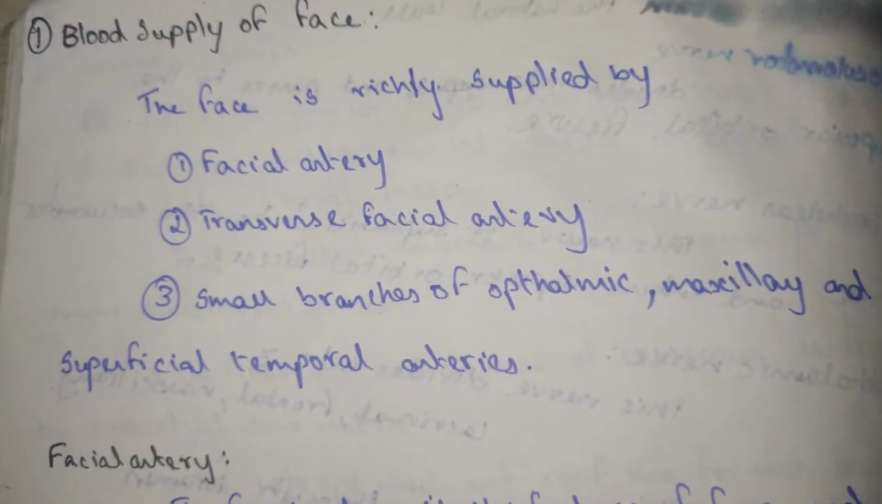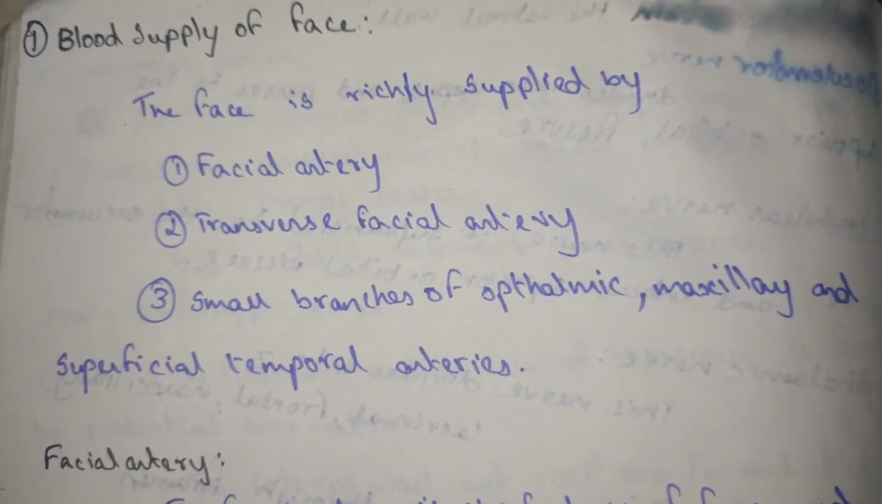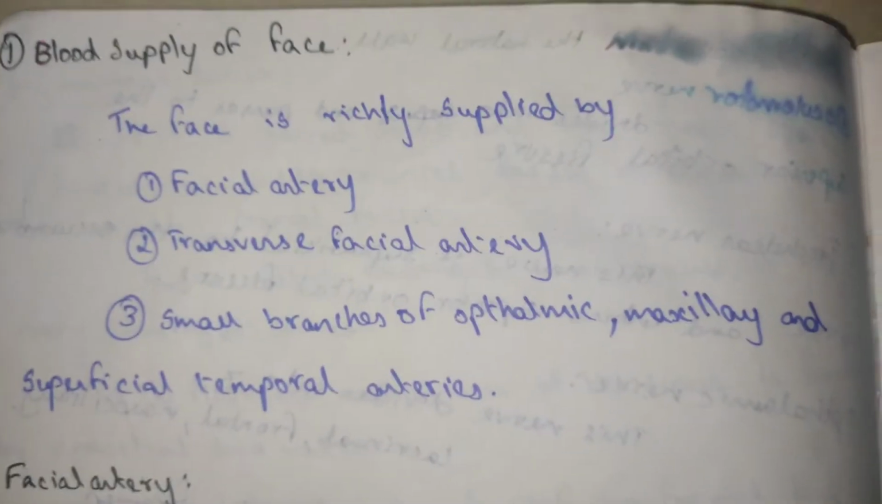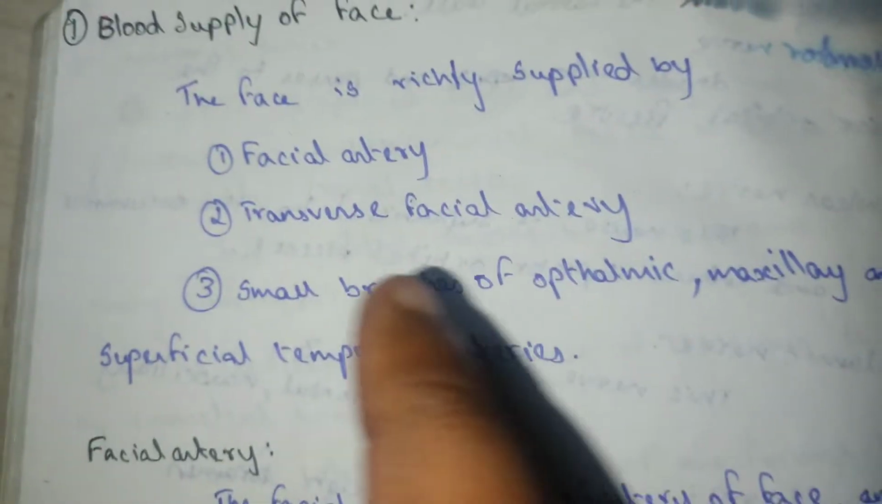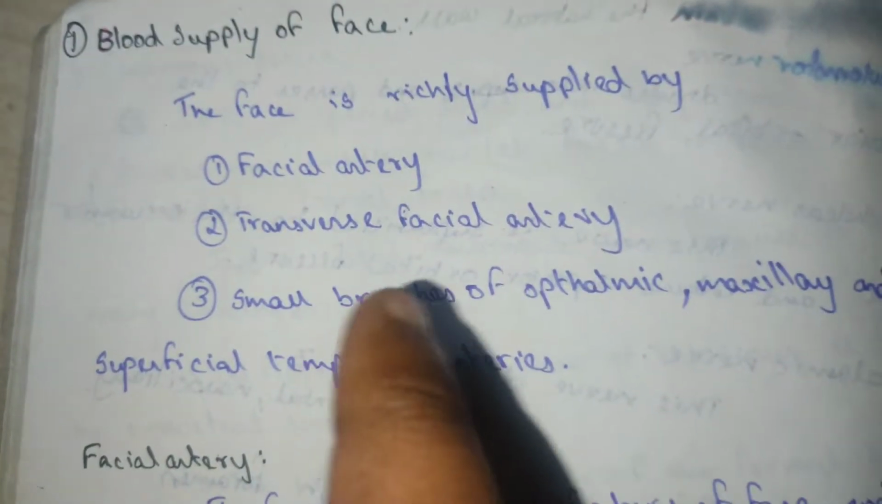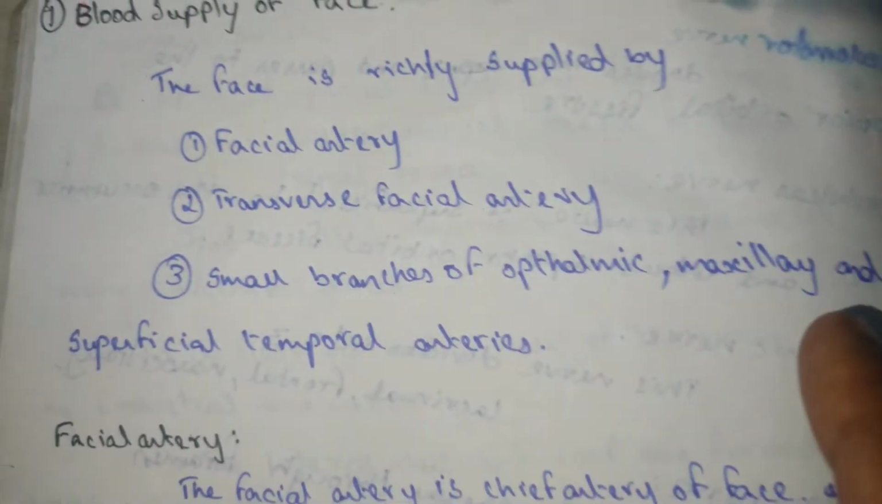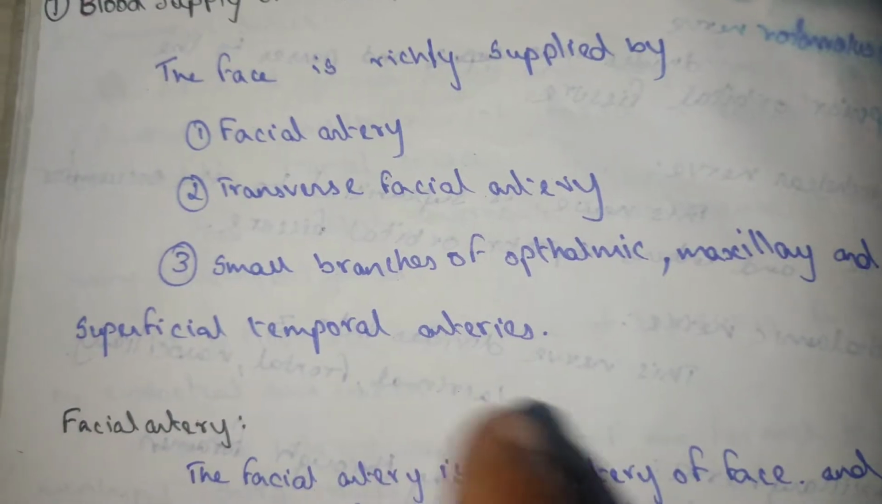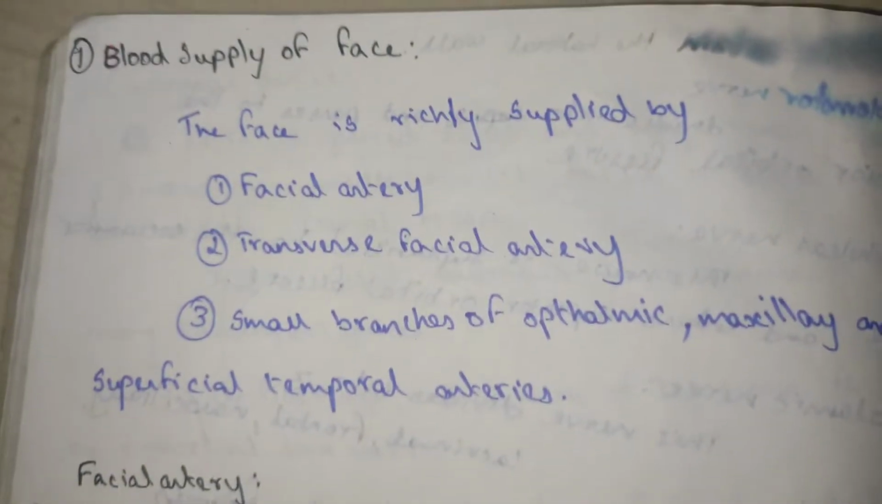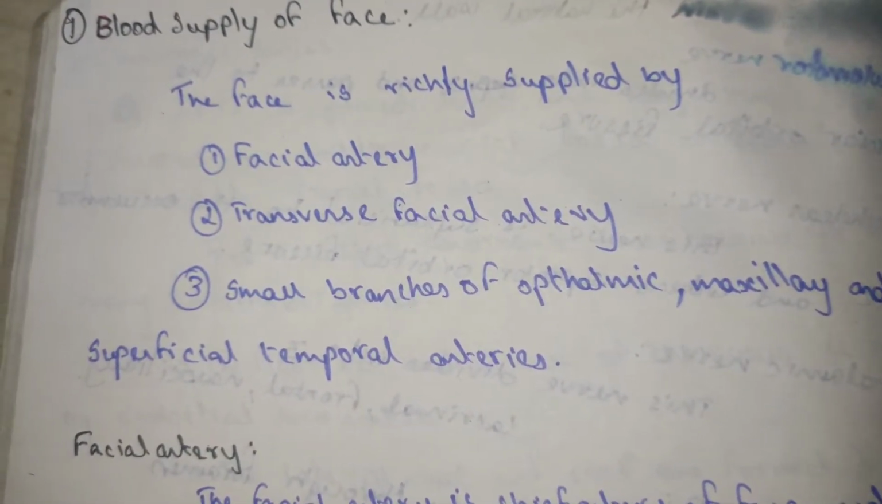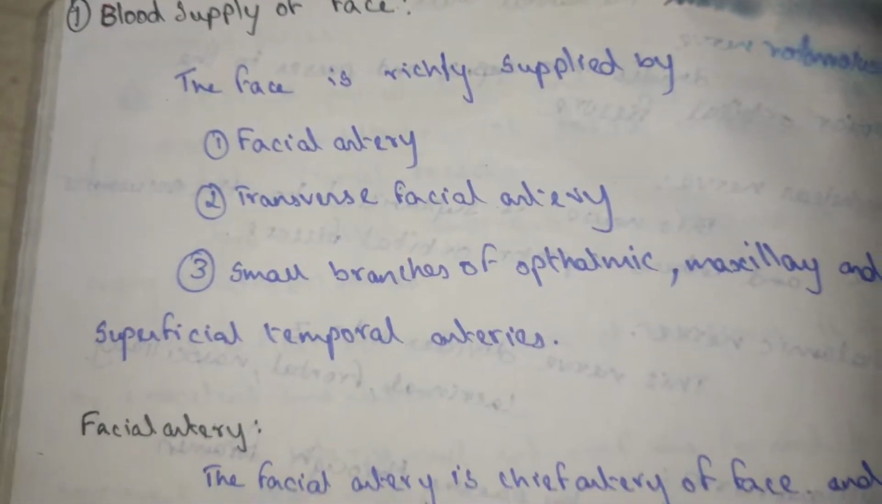In this video, we are going to see about blood supply of face. The face is richly supplied by facial artery, transverse facial artery, and small branches of ophthalmic, maxillary, and superficial temporal arteries. These are the arteries which supply the face.